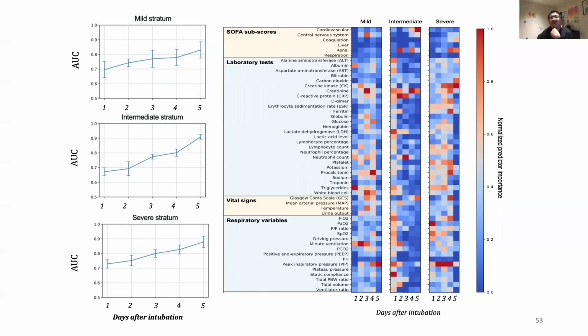intermediate stratum. We also show the differential contributions of different predictors, from SOFA subscores to lab tests to vital signs and respiratory variables. This is based on the feature importance score produced in the scikit-learn package for random forest. We can see that from day 1 to day 5, across different strata, the contributions of those factors are different.